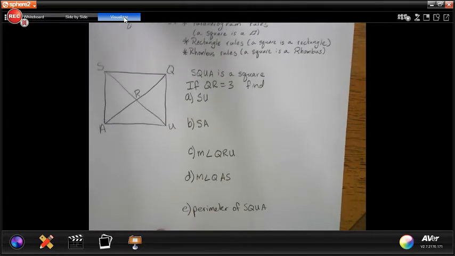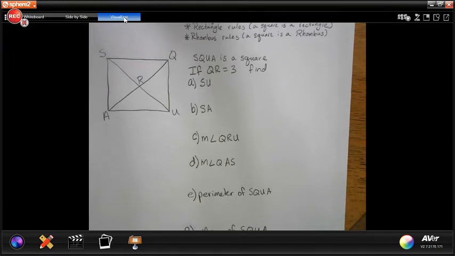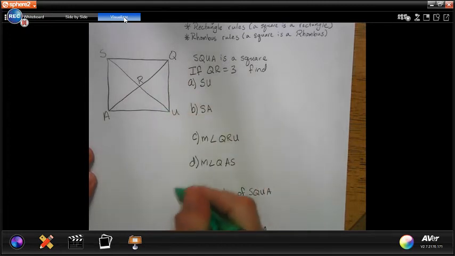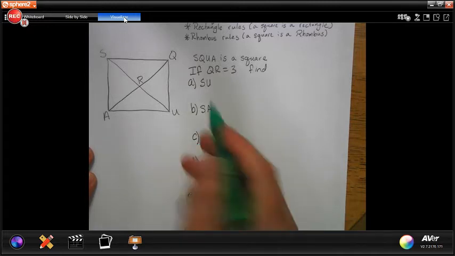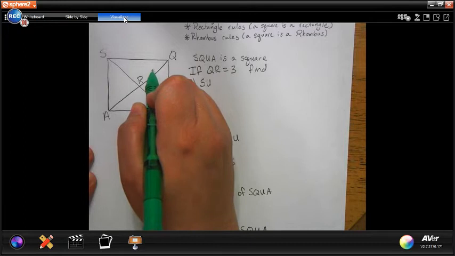So, this example now. Here we have a square. It says QR is 3. So let me get a color here. Just a second. Sorry, my color was out of lead and I forgot to replace it before the video started, so I'm replacing it now. Okay. QR is 3.